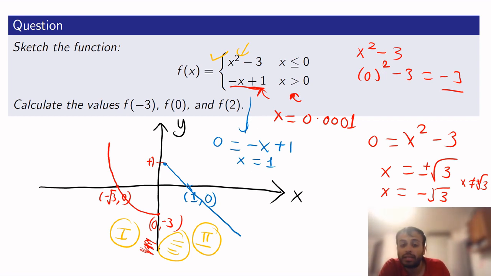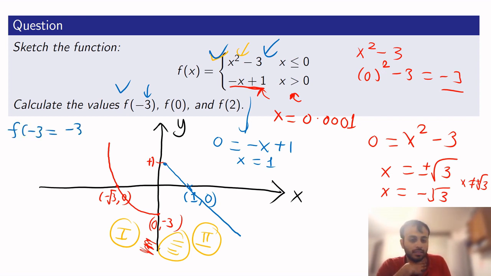Please remember that x equals 0 is part of region 1, not a part of region 2. So now let's calculate these three values. First, f of minus 3. Where does minus 3 lie? Does it lie in the first region or in the second region? Since minus 3 is less than 0, it definitely lies in the second region. Which equation will we use? We'll use this equation. So f of minus 3 is minus 3 square minus 3, so it would be 9 minus 3, which is 6.